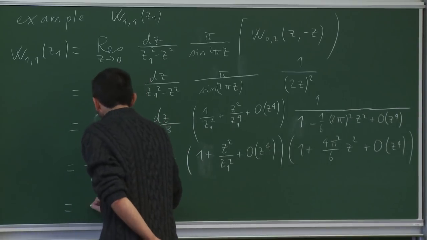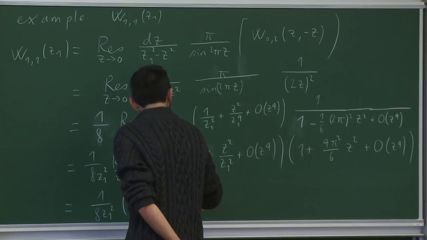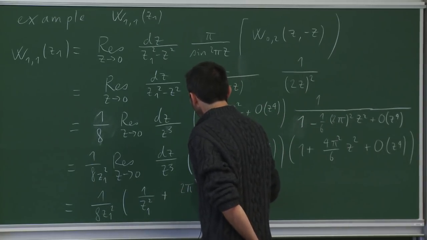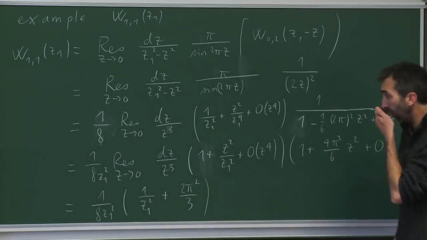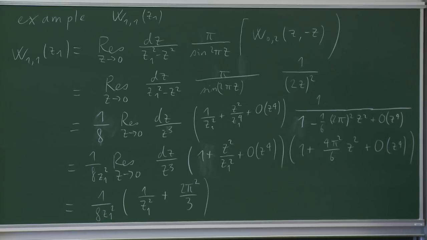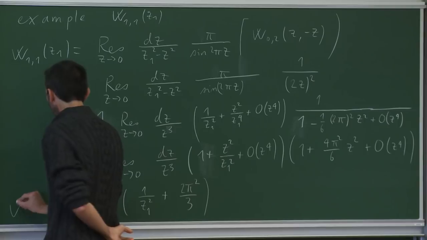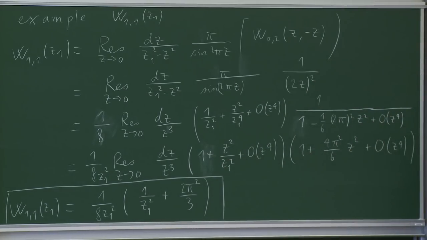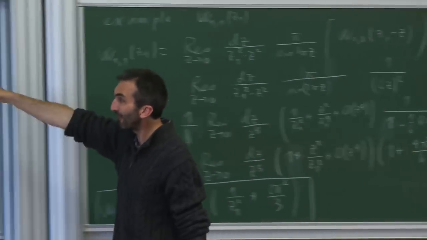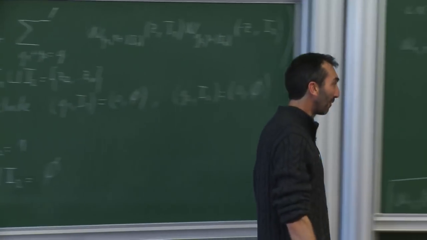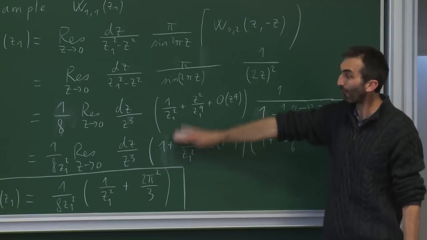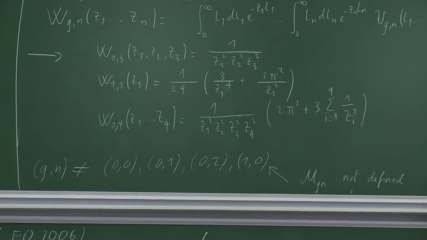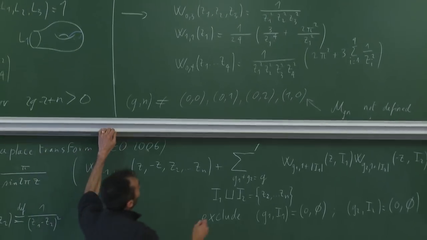So it's quite easy to see. It's 1 over 8z1 squared times 1 over z1 squared plus 2 pi squared over 3. Okay. So this is the end of the computation. So you see, very easy. You can put it on a computer, and it computes automatically every W_{g,n} you want in a finite number of steps. It's quite easy. The first few are doable by hand in just like 4 lines, okay? And indeed, it gives the correct result. So you can check that this is equal to that.